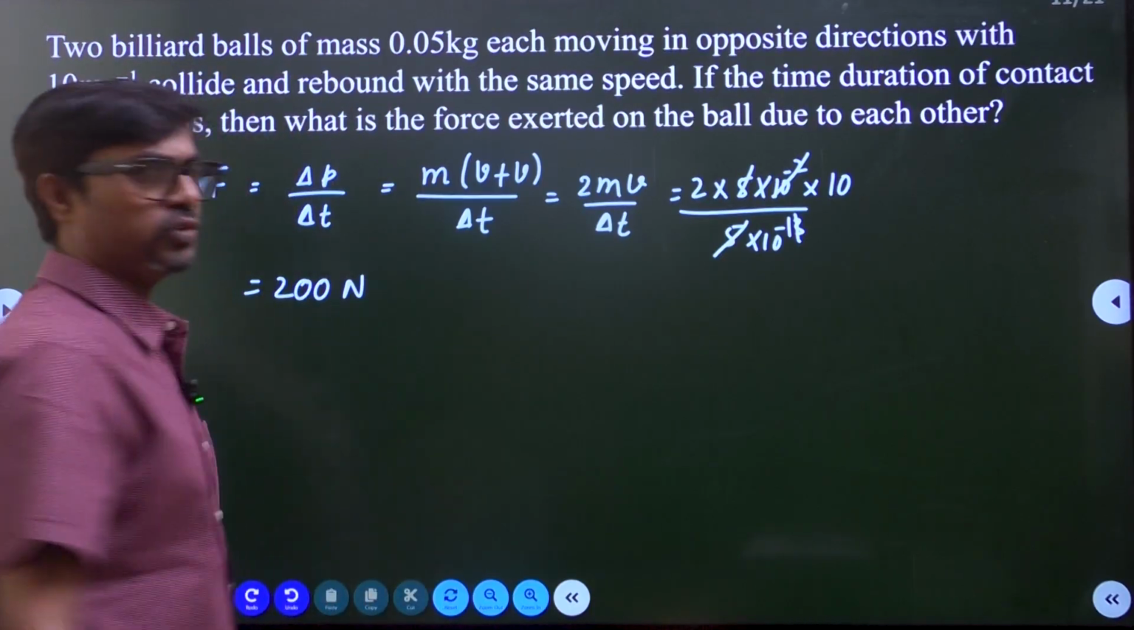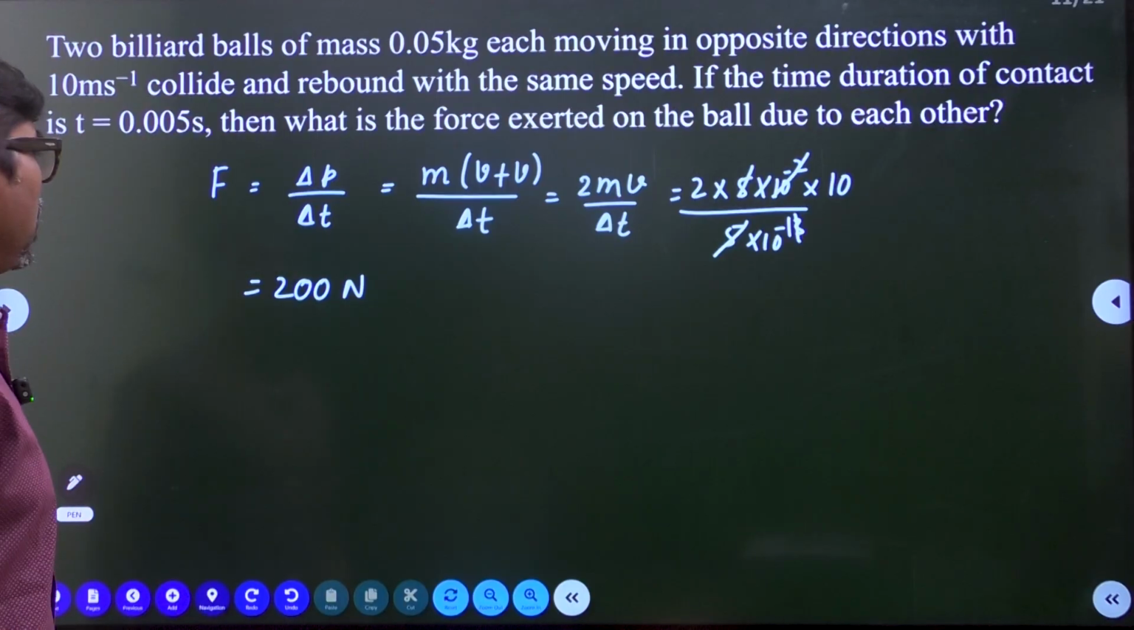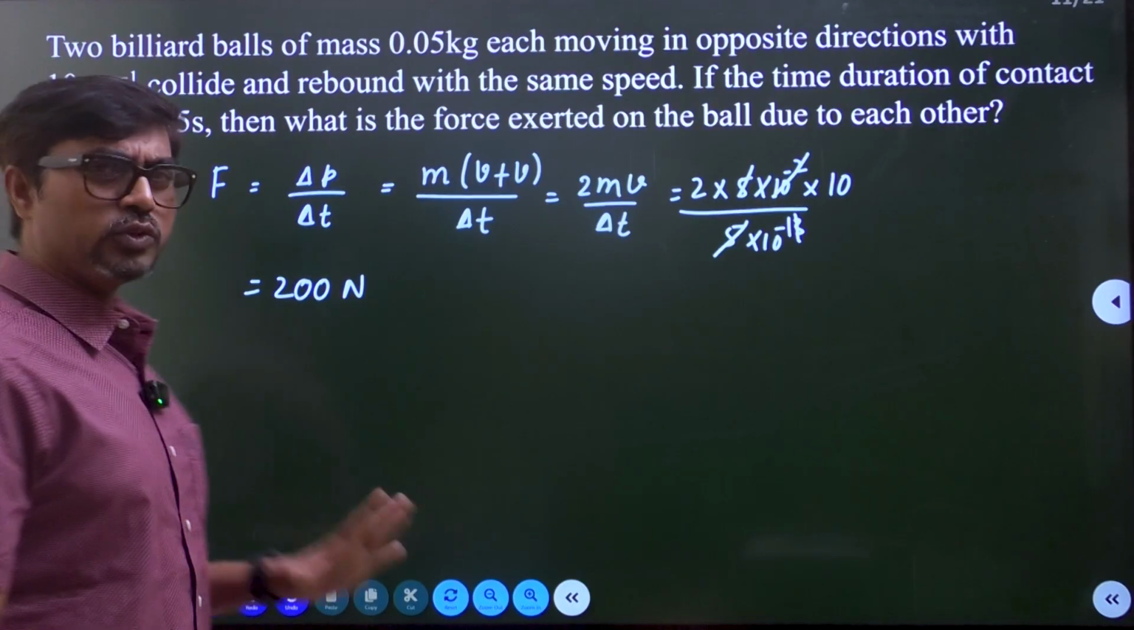That's a huge amount of force for a small object that we are dealing with. A good amount of force there. Impulsive force, we can call it as.